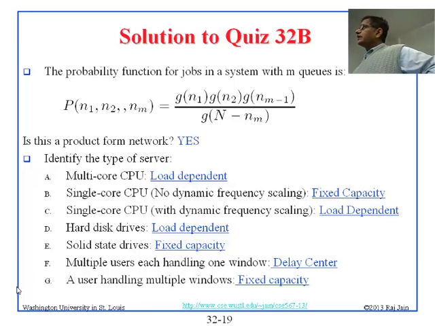Multiple users each handling one window. This used to be the old system where you had only one window, that was a delay center. But now when we are handling multiple jobs, multiple windows, you are a queue. I mean, you have a queue of jobs waiting for you.